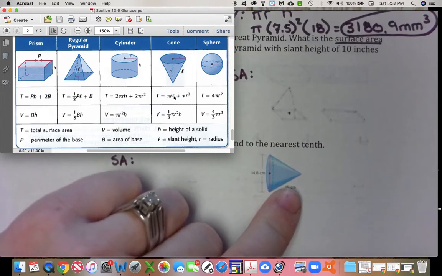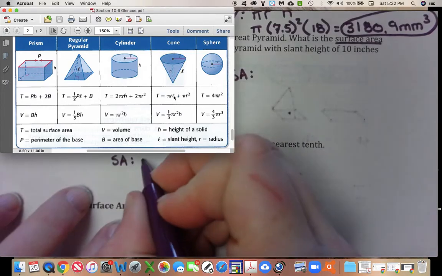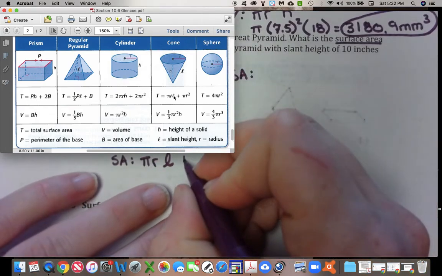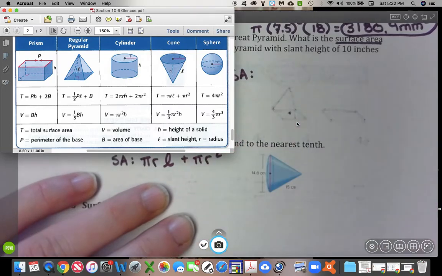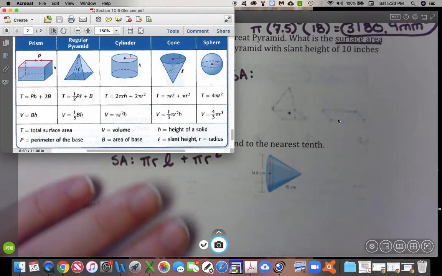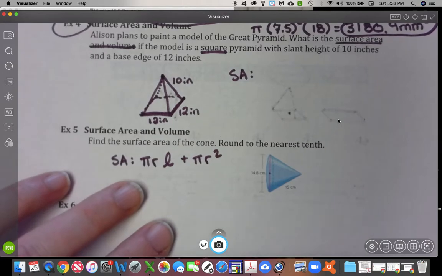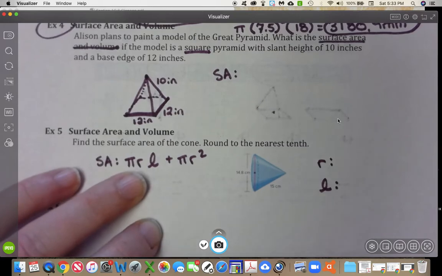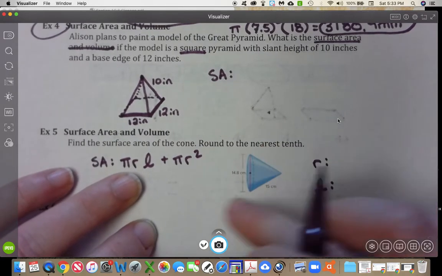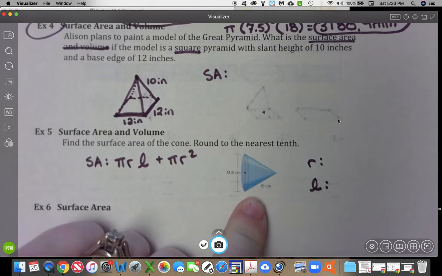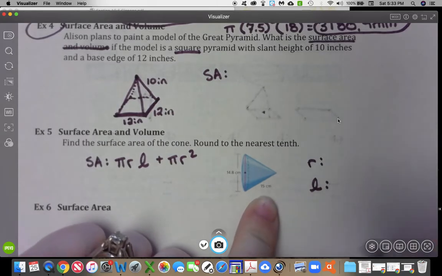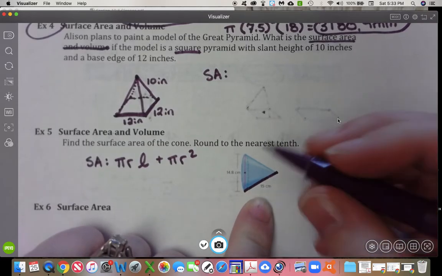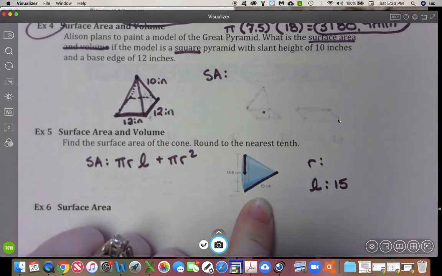Surface area of a cone, we need pi times the radius times the slant height plus pi times the radius squared. In our formula, the two variables that we have are R and L, which is the slanted height. From this information, we need to know what the radius is and the slanted height is. So slant height is going to be this distance here, which is 15, and the radius again only goes from here out. So it's only going to be half of that.